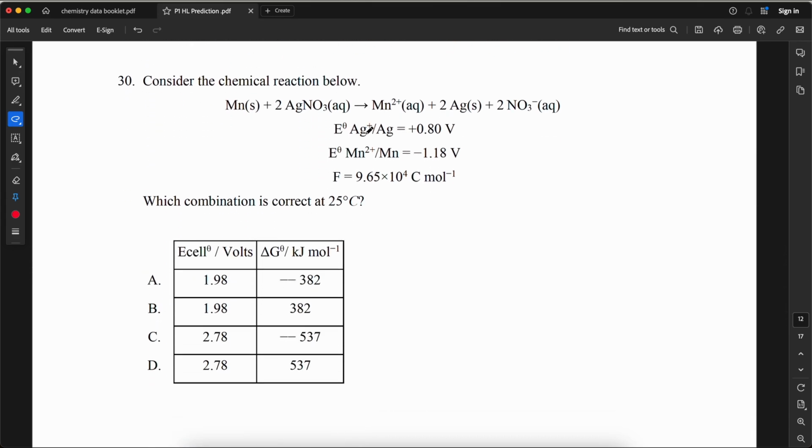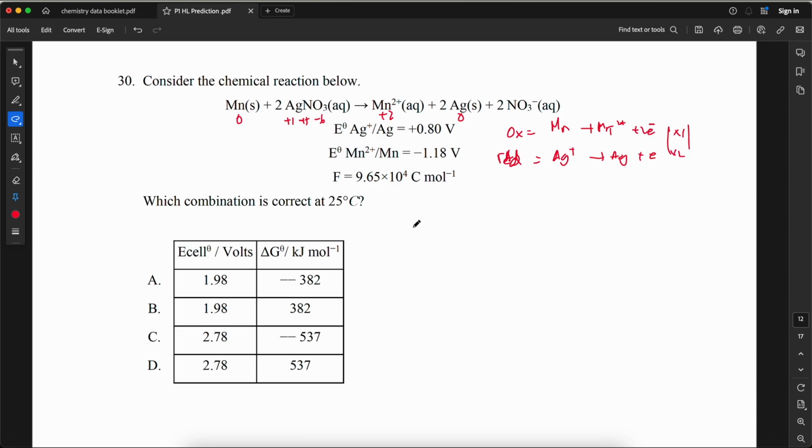Consider the chemical reaction below. Mn is 0 going to plus 2, and Ag is 0, going to plus 1 and plus 5 here. So Ag is reduced and Mn is oxidized. So oxidation would be Mn to Mn2 plus plus 2 electrons, and reduction, Ag plus plus electron, and this times 1 times 2, so it will be the same, 2 electrons.